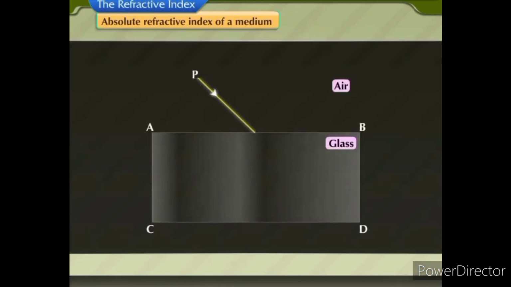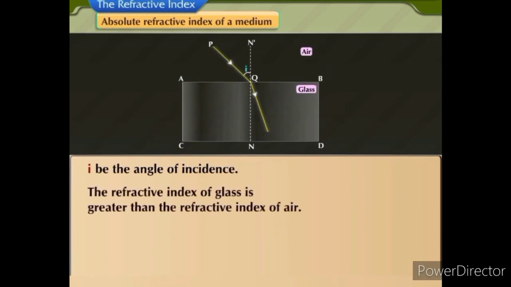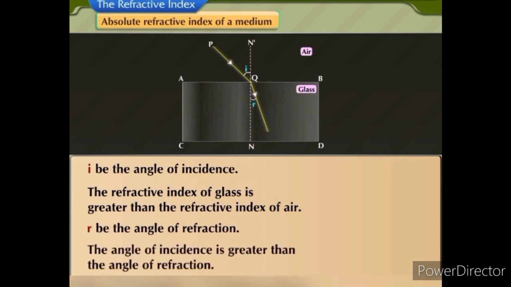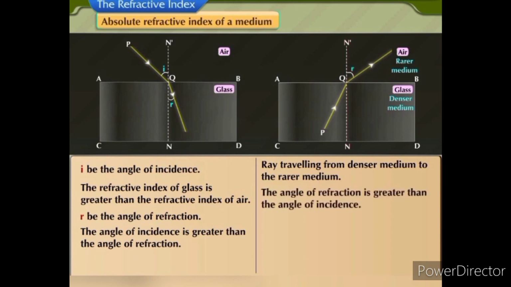Let us consider a ray of light traveling from air to glass. Let I be the angle of incidence. Here, the refractive index of glass is greater than the refractive index of air. We know that the greater the value of refractive index, more is the bending of the refracted ray towards the normal. Let R be the angle of refraction. In this case, the angle of incidence is greater than the angle of refraction. For a ray traveling from denser medium to the rarer medium, the speed of light increases and the ray bends away from the normal. Here, the angle of refraction is greater than the angle of incidence.